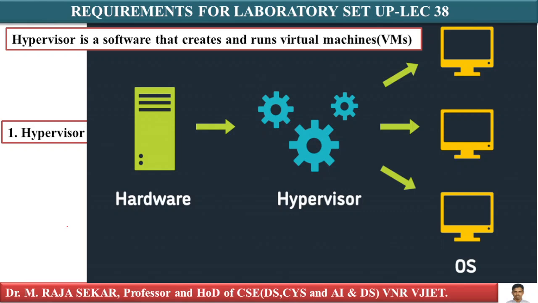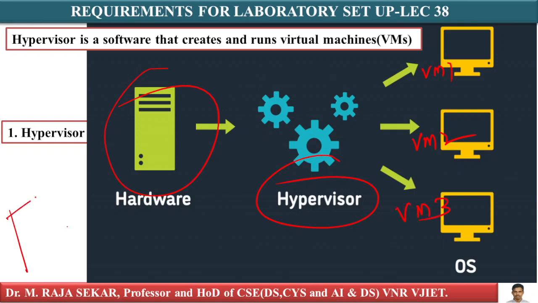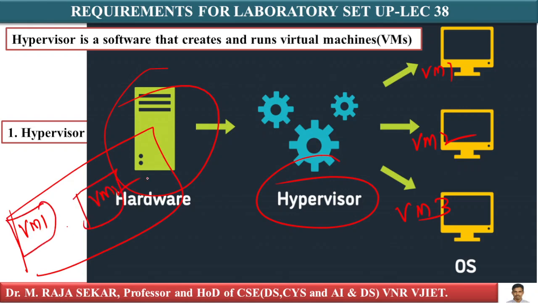Like you may be having a computer system. This may be a single computer system on which, if you have some kind of hypervisor software, then you can have several virtual machines. This is virtual machine 1, this is virtual machine 2, this is virtual machine 3. There is a single computer in which you have VM1, VM2, VM3. You can keep different virtual machines in a single computer.